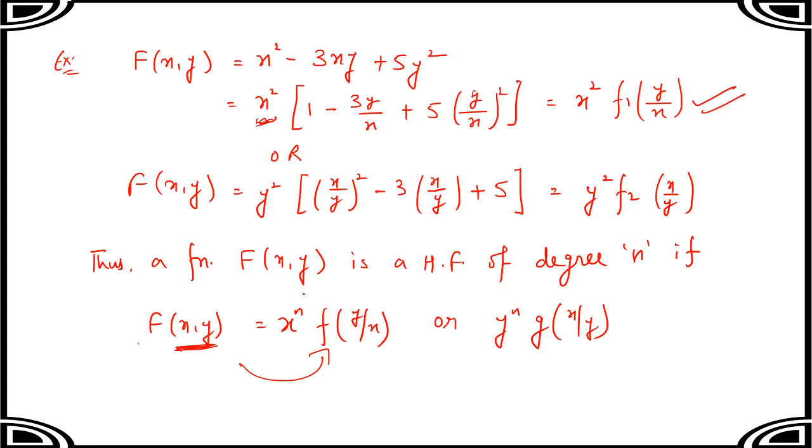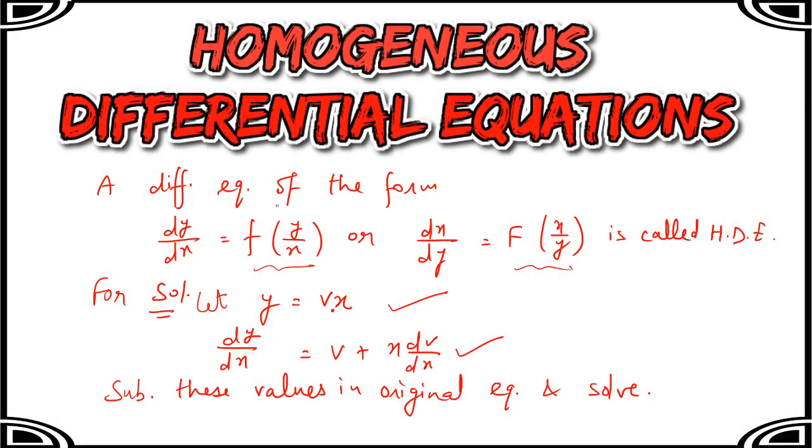So a function f(x,y) is a homogeneous function of degree n if we can represent the given function in this format, which is x^n f(y/x) or y^n g(x/y). Now, a differential equation of the form dy/dx = f(y/x) or dx/dy = f(x/y) is called a homogeneous differential equation.